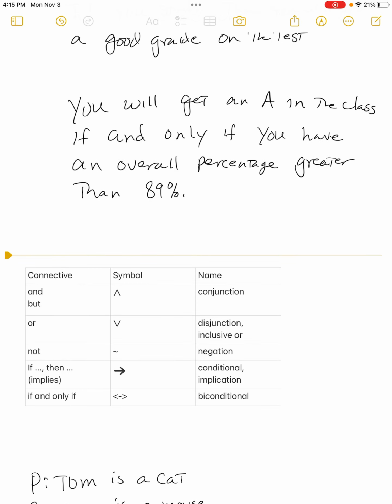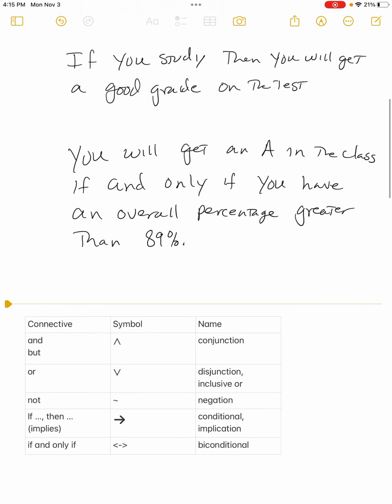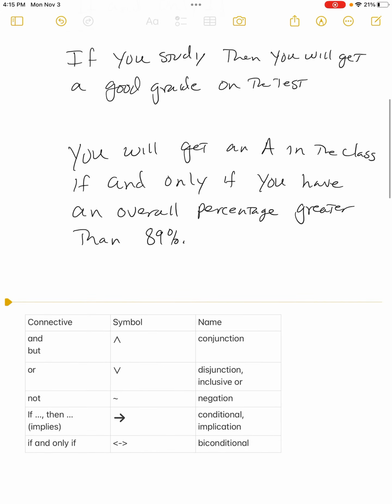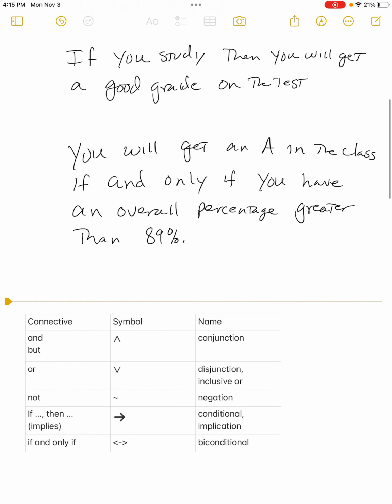Not is that wavy line called the negation. If then is called the conditional or implication. If and only if is called the biconditional. So what they're going to have you do in this section is practice using these symbols.